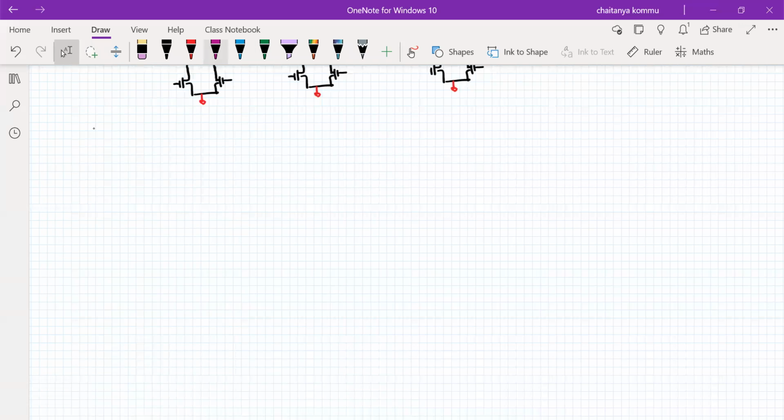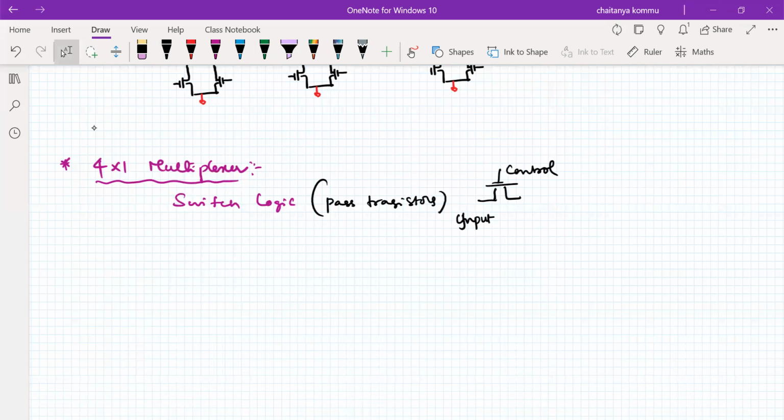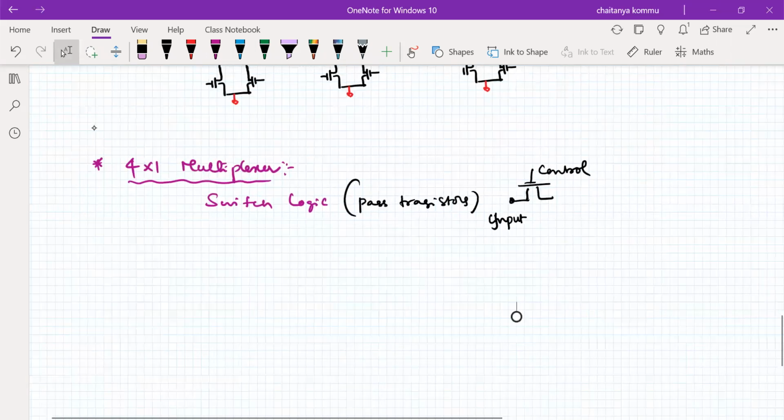Next one is, let us consider a 4x1 multiplexer. What we know about it: we want to implement it by using switch logic. Switch logic is nothing but simply using pass transistors. So what is the pass transistor we normally consider? For example, apply the control signal here, but the input we need to apply at one end, and we have to see the output at the other end.